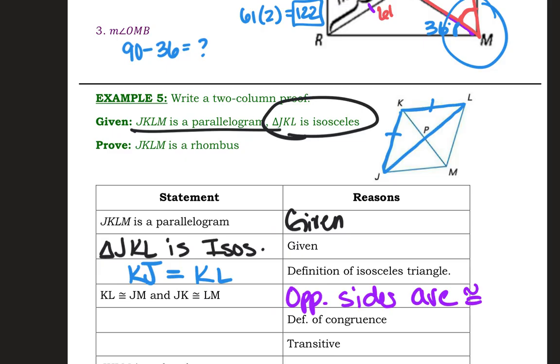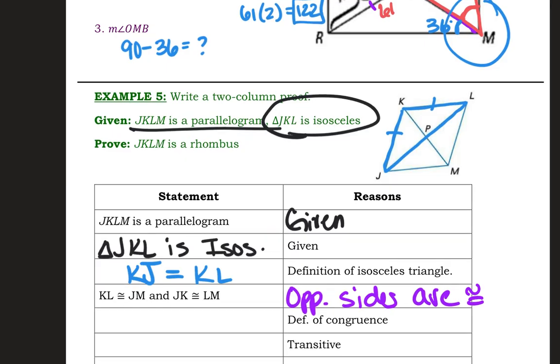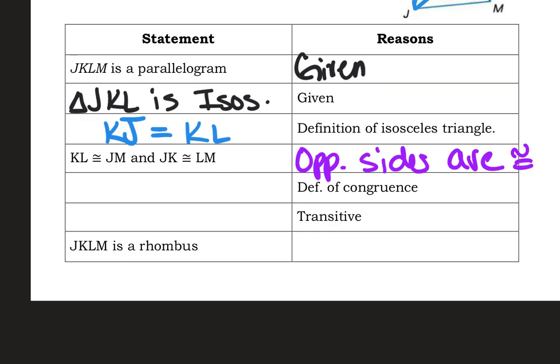All right, then definition of congruence. So I want you to look ahead. They want you to use the definition of congruence. Does anybody remember what that does to our statements? It just goes from equals to congruence, congruence to equals. It just makes the sign change. That's all it does, okay?